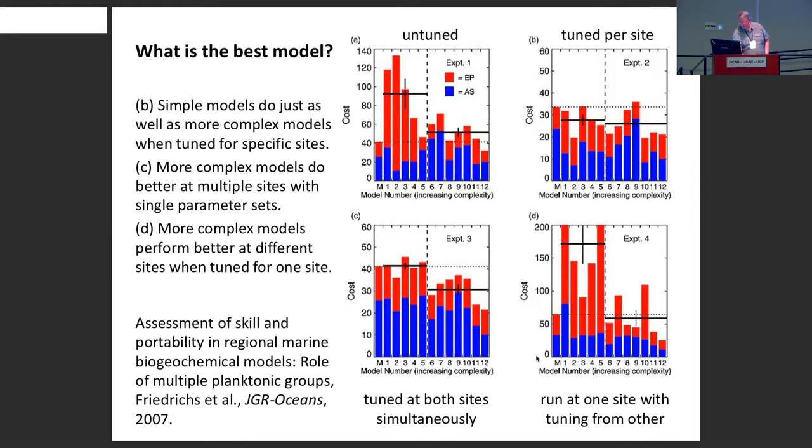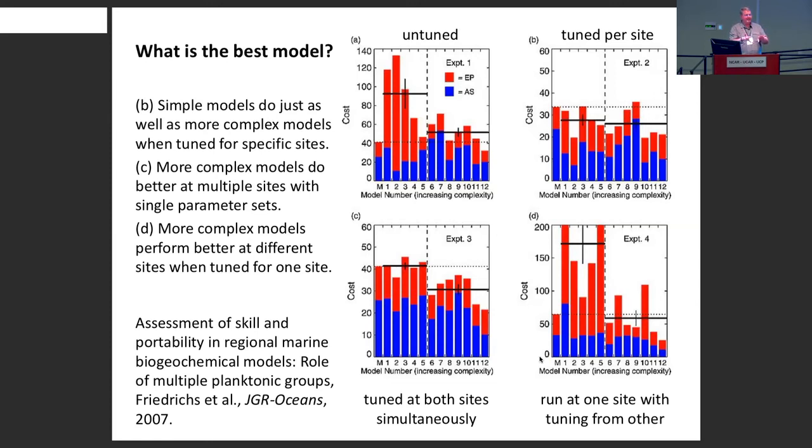And another thing with CESM is that we run it out into the future where we're going to encounter situations that are not present in modern day observations. So what Marjorie did to simulate this is tune the model at one location and then see how well it does at the other location. And what she found is that the more complicated models did better.